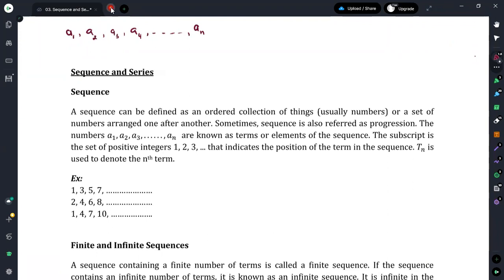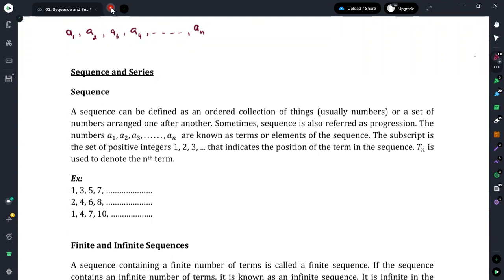And the subscript is from the set of positive integers 1, 2, 3 and so on, which indicates the position of the term in the sequence. It is simply in this way. Here you can see the subscripts, and these subscripts will be positive integers or simply positive whole numbers, 1, 2, 3. Likewise, these positive values denote the position of the term.